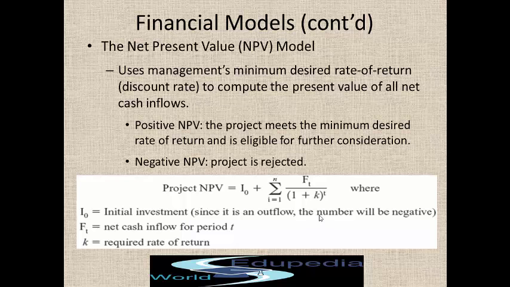So this is Ft divided by (1 plus k) to the power t, where k is the rate of return and t is the time period. It is for 1 year, 2 years, and so on, for the cash inflow, based on which you calculate the NPV. So a negative NPV means the project is straight away rejected. A positive NPV means it meets the desired rate of return and is eligible for further consideration.